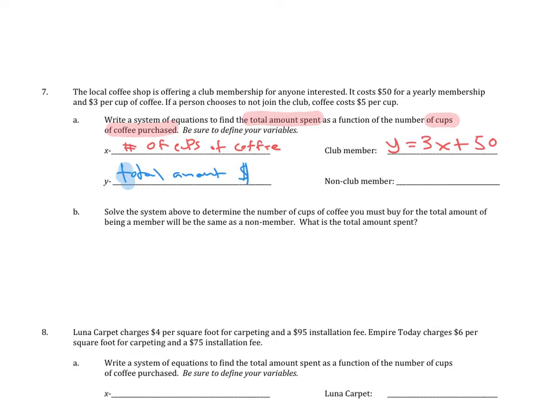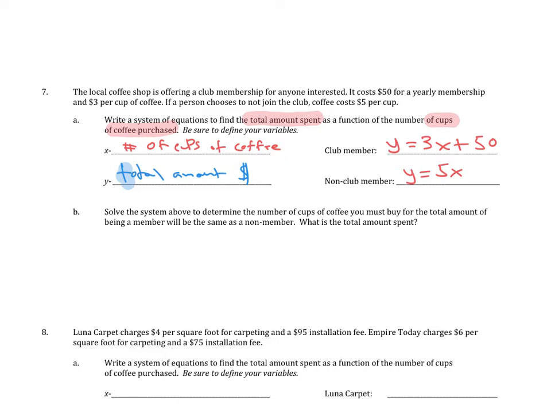If you don't have the membership, we know that the total cost is $5 per cup of coffee, so 5x, and then there's no yearly membership, so it's just y equals 5x. You could even say plus 0 if you wanted. So clearly, if you buy enough coffee, the membership's going to be better because you're saving $2 per cup of coffee. But how much coffee do you have to buy?